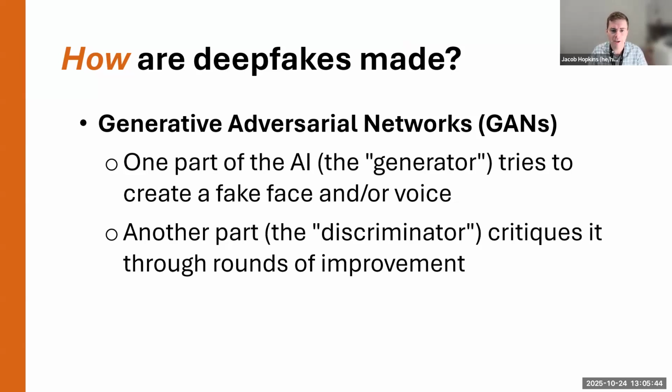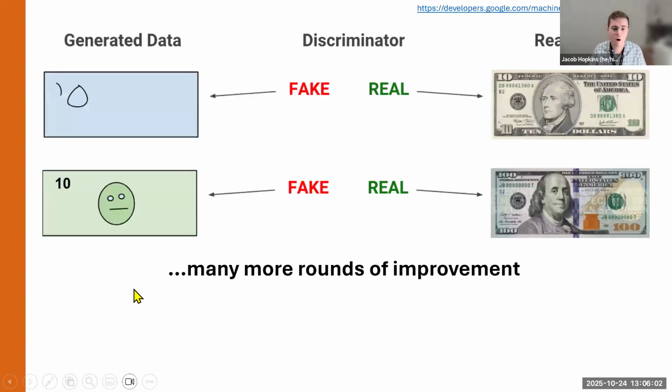Basically, one part of the AI tries to create a fake image or a voice. That part's called the generator. Meanwhile, another part of the AI, called the discriminator, kind of acts like a coach. And the discriminator tells the generator, nope, that's not good enough, try it again. And so this happens over the course of thousands of rounds.